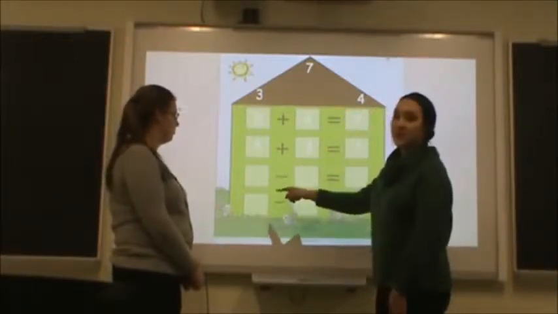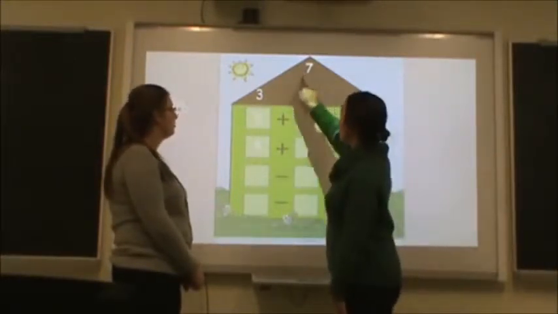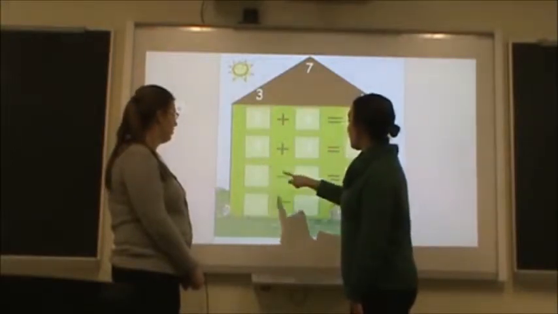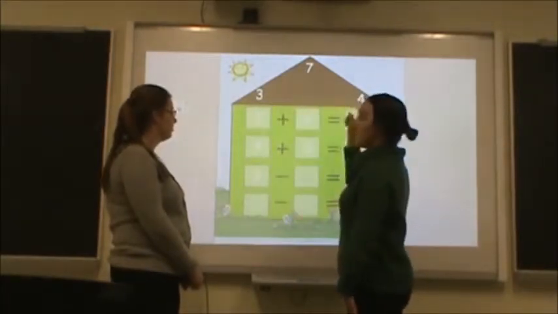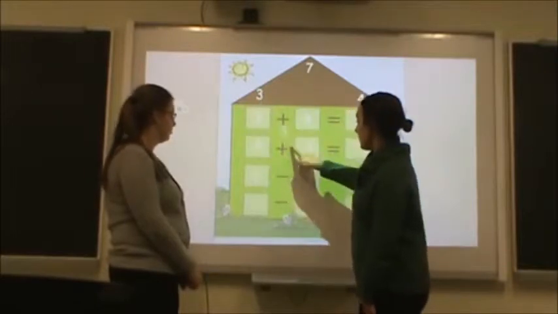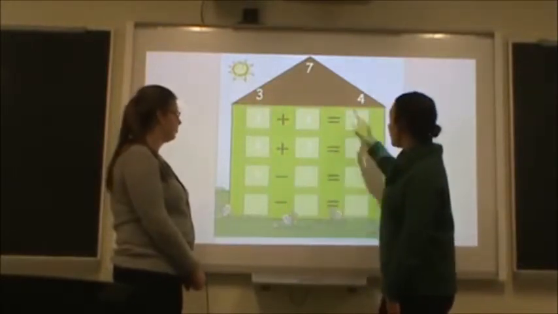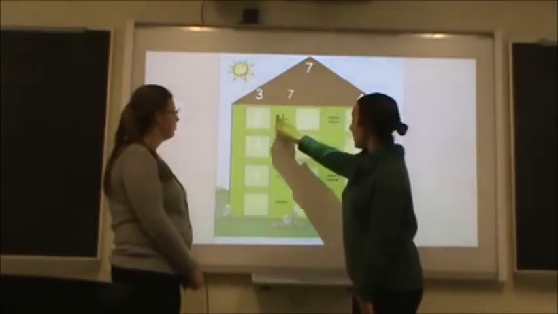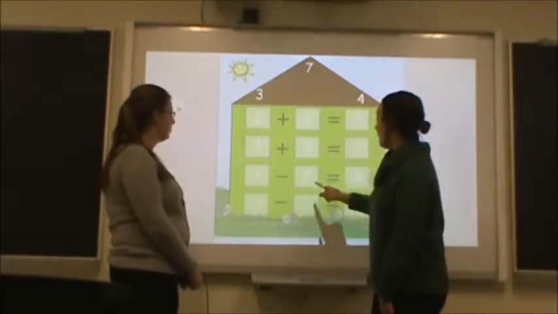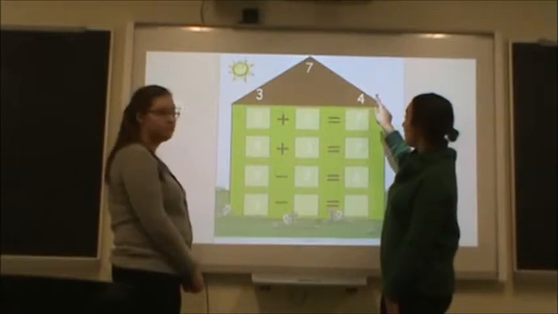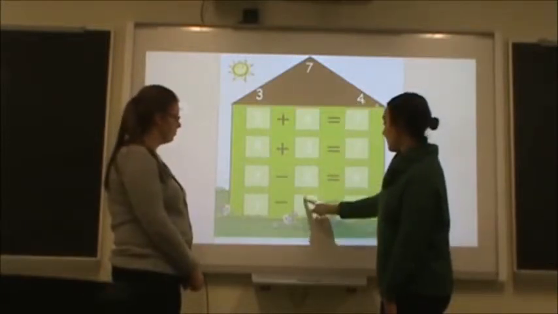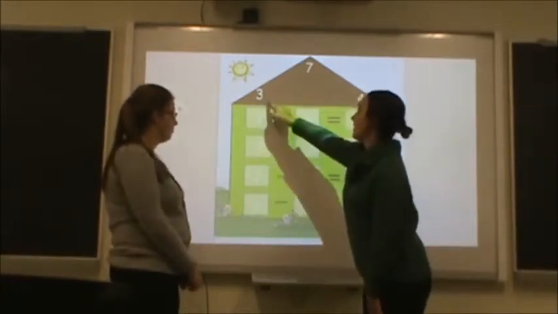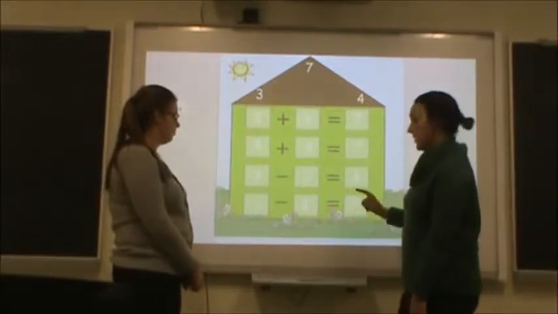And then for subtraction, the largest number always goes first. So 7 minus, and you could choose either 3 or 4. So I'm going to choose 3 first. And then 7 minus 3 equals 4. And then for the last one, 7 minus, now you're going to use the other number that you did not use yet, 7 minus 4 equals 3.